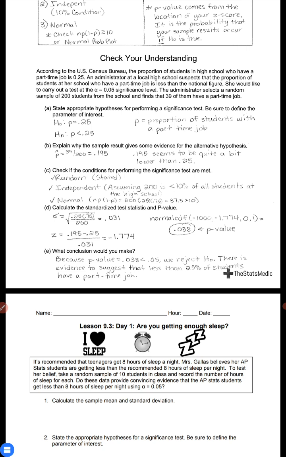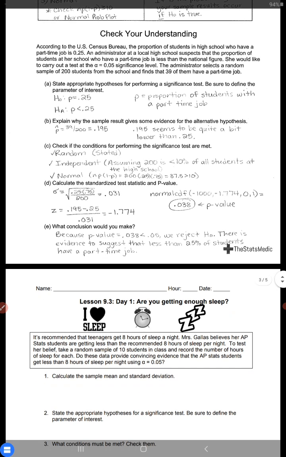And can we assume the data is normal? With the sample size this large, yes, we can, because n times p times 1 minus p comes out to be 37.5, which is larger than 10. Okay? Now, for part D, I'm actually going to show you how to run this test in your calculator so that you don't have to do all of the calculations by hand. So let me get that pulled up.